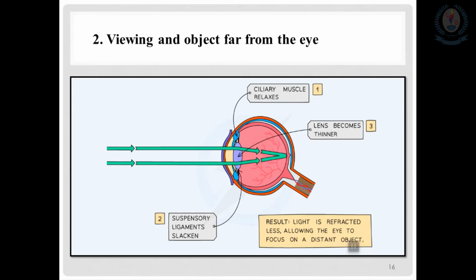When we view an object far from the eye, the light from the distant object needs to be focused only a relatively small amount. So, in this case, the ciliary muscles relax and the suspensory ligaments are pulled tight. The lens is now pulled thin, so the light rays are only slightly refracted and the light rays are focused to the point on the retina.